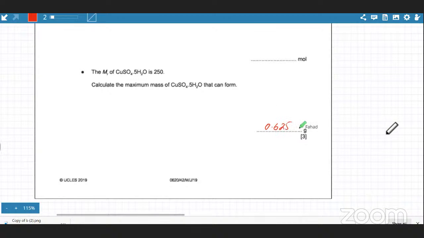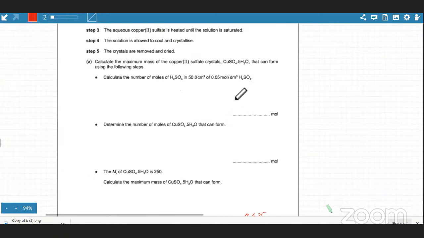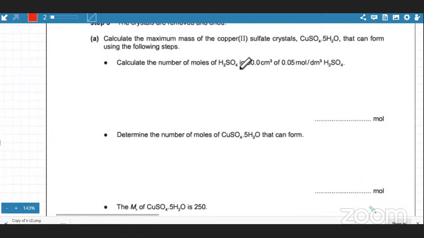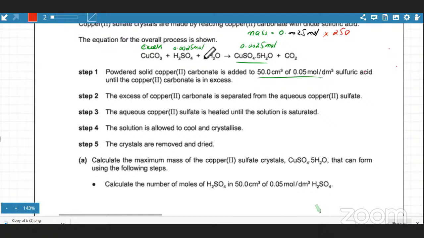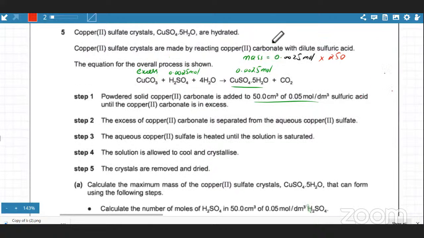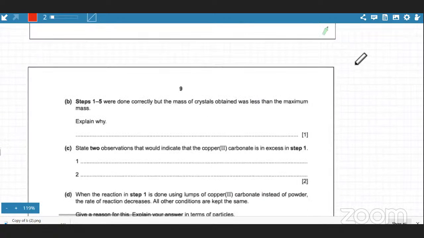Remember, all the working has been done on the question. The first step was to calculate the moles of H2SO4, which we did. We found 0.0025 moles. Then in the next step, they asked us to figure out the moles of copper sulfate. They were going to be the same because it had the same ratio. And then we had to figure out the mass, so I multiplied it by the MR. Anyways, let's move to the next question.